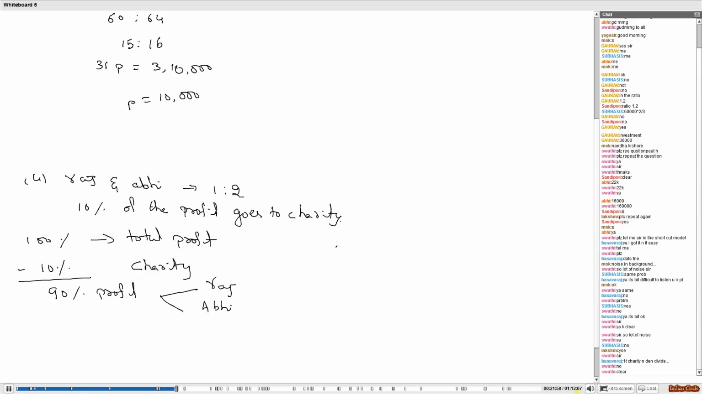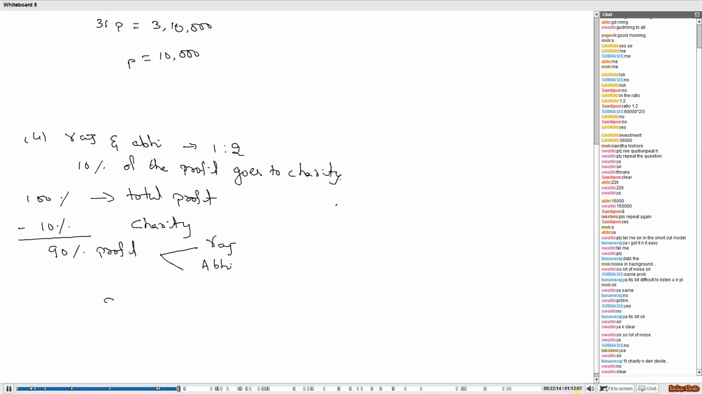Find the total profit. To find Raj's share, 1 is equal to 1,000 rupees, so the total is 3 parts, 3,000. 3,000 is nothing but 90% of the profit. That means 90% is equal to Raj plus Abhi, the total amount. Then 100% is how much? 100 by 90 into the amount distributed between Raj and Abhi. Is it clear?